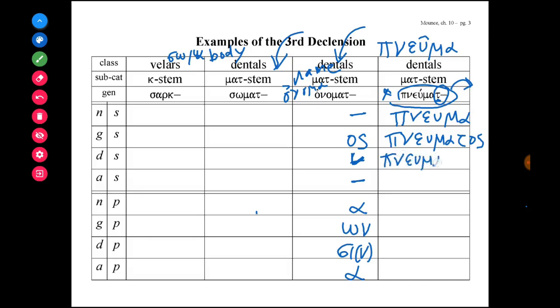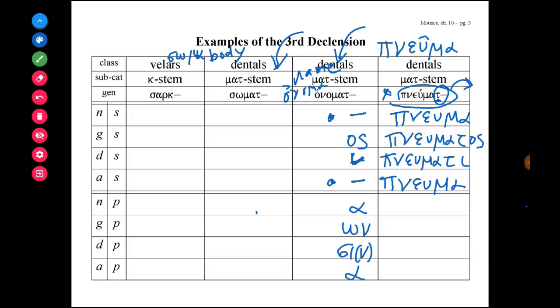Pneumat, add i to pneumat. And then, as expected, the nominative singular and the accusative singular endings are the same. So when you add nothing to the stem, the tau drops, and then it's pneuma.